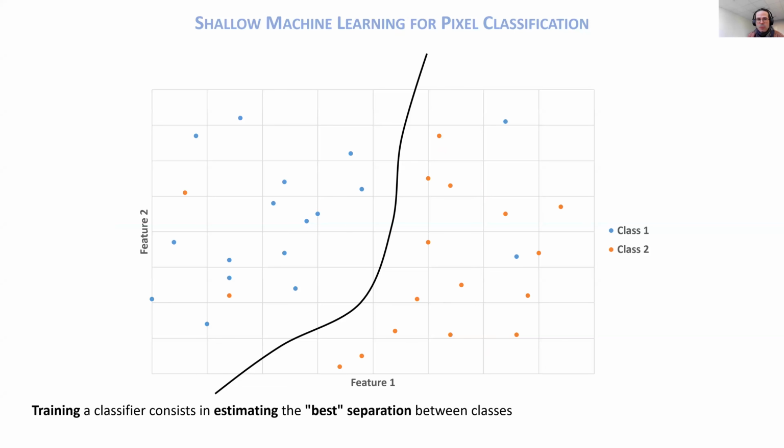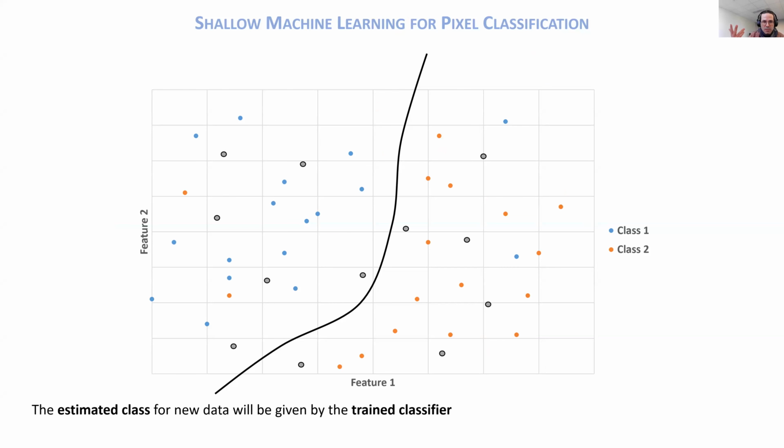And now, if we have new dots corresponding to other pixels like this, we can plot them in this set, and we know feature 1, feature 2. Then depending on where they are, if they are on the left or the right part of the curve, we're going to be able to estimate a class for each of them. So the dots that are on the left are estimated to be class 1, and the dots that are on the right are estimated to be class 2. So basically, that's how classical machine learning works.